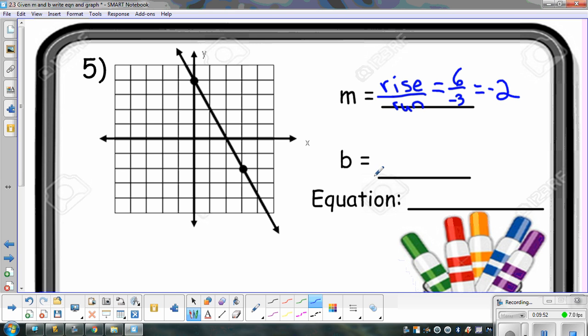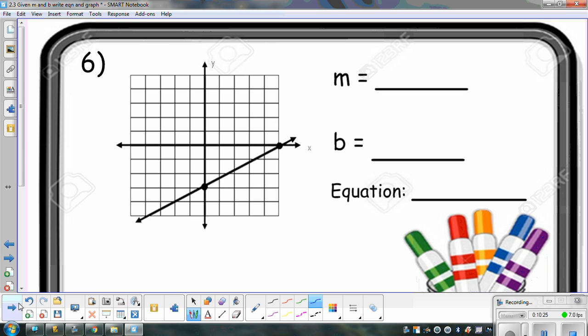The b, the y-intercept. It goes through the y-line at positive 4. So I take this m and this b and I write its equation. y equals mx plus b, so y equals my negative 2, and then what's b? 4. So the equation of this line right here is y equals negative 2x plus 4. That should make sense because it's a negative slope and it matches a falling line.